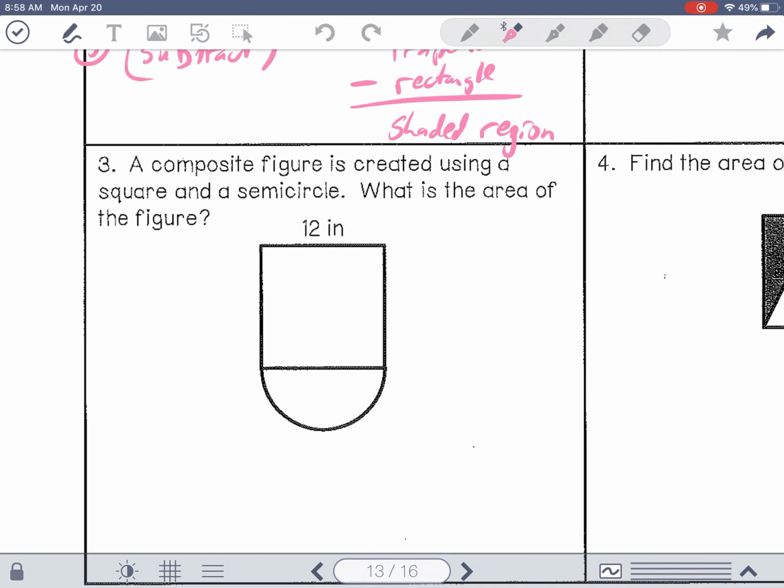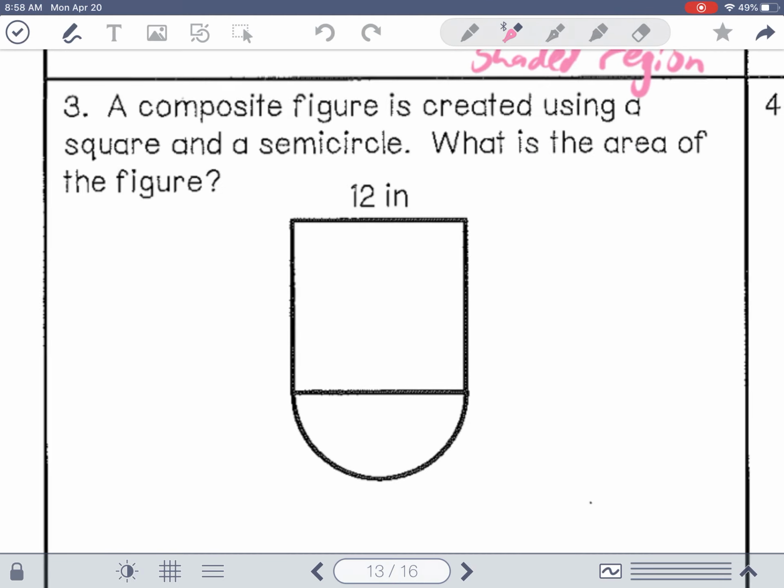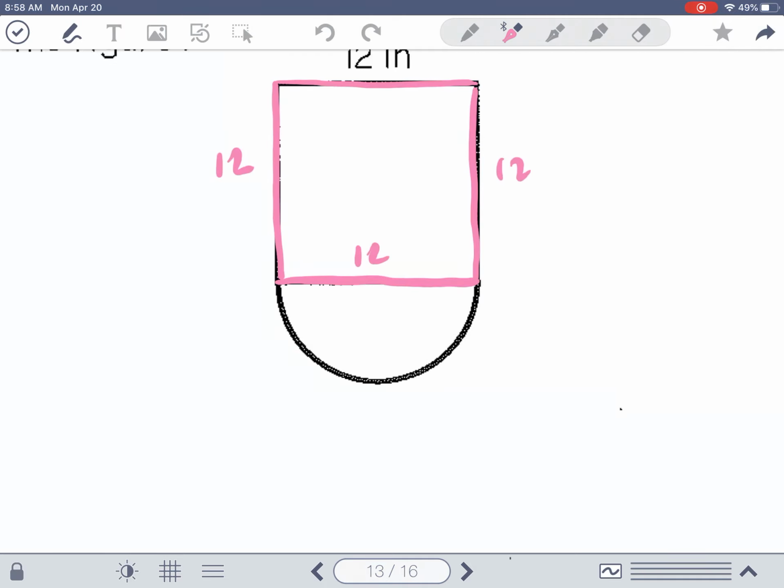Here's a composite figure. All of these problems will give you all the information you need. For this one, for example, it says a composite figure is created using a square and a semicircle. What is the area of the figure? A square means all of the sides are equal. So that means that this circle, if it has a diameter of 12, what's the radius? Radius is half of that, that's 6, right?